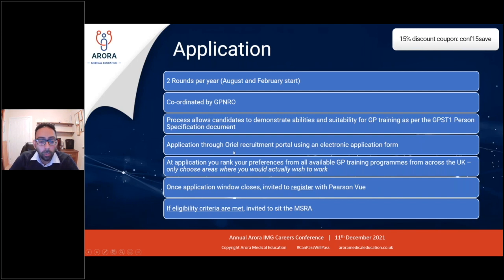So you apply. Once the application window closes, you then register with a Pearson VUE Centre. Pearson VUE Centres are where you go and do the MSRA exam, and there are lots and lots of them across the UK, and you can just book and sign up and go to the one that's nearest to you.